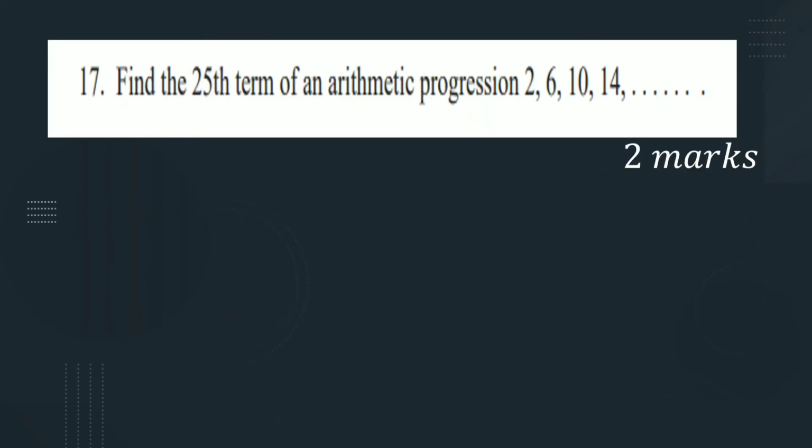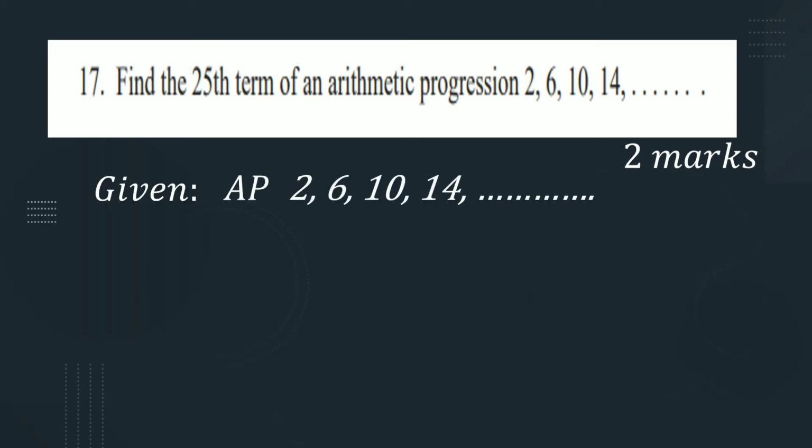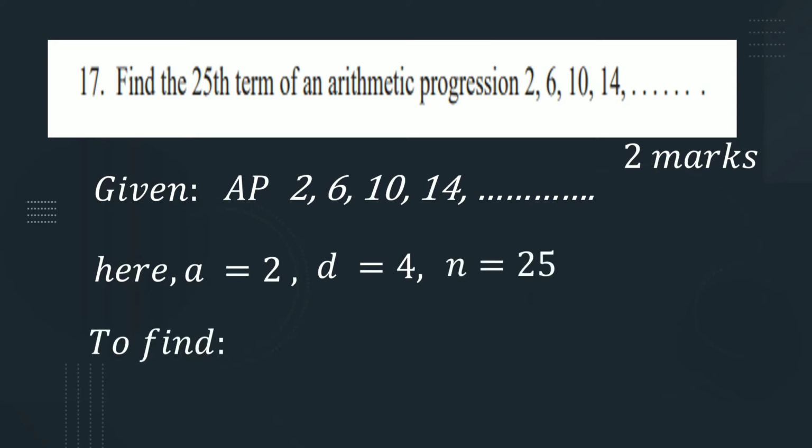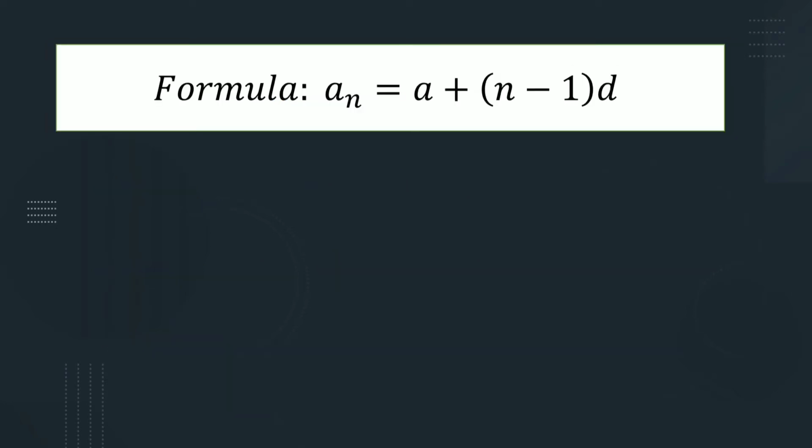Find the 25th term of an arithmetic progression 2, 6, 10, 14. Here given items are AP 2, 6, 10, 14. A is 2, D is 4. You can write like this also: 6 minus 2, 4, 10 minus 6, 4, 14 minus 10, 4. So D is 4. N is 25. We have to find sum of 25 terms. So no, not sum. 25th term, so a25 we have to find.